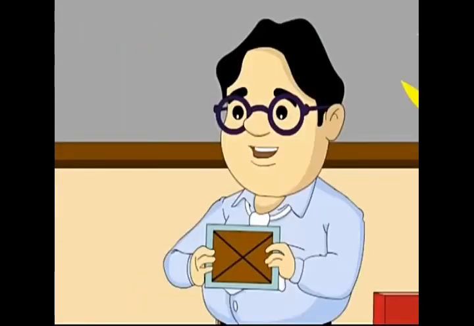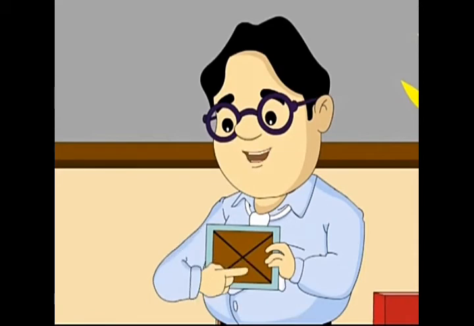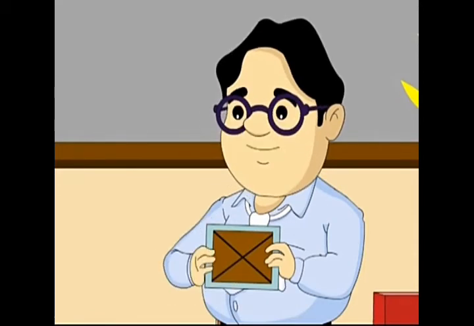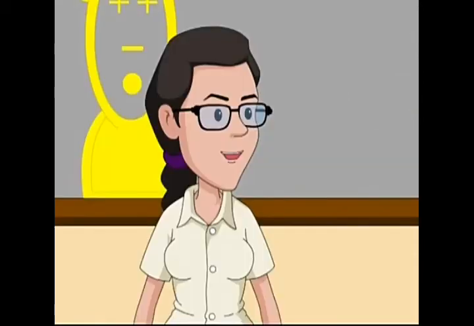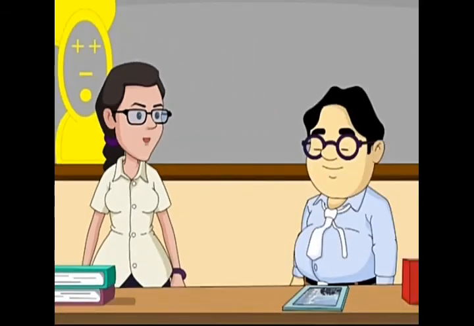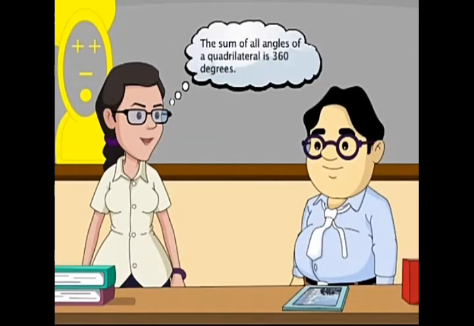And look at the 4 triangles its intersecting diagonals make, Miss Marks. Shapes within shapes. Yes, Snail. And if you take the measurement of all the angles, you will find that their sum will be 360 degrees. You see, the sum of all angles of a quadrilateral is 360 degrees.